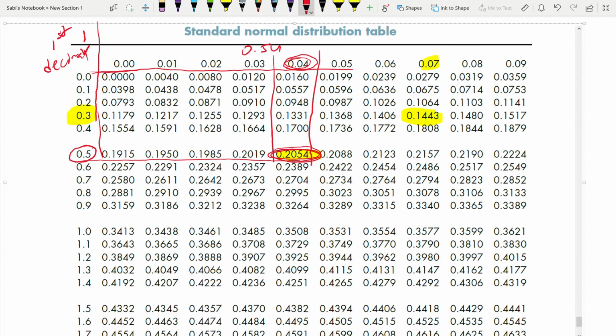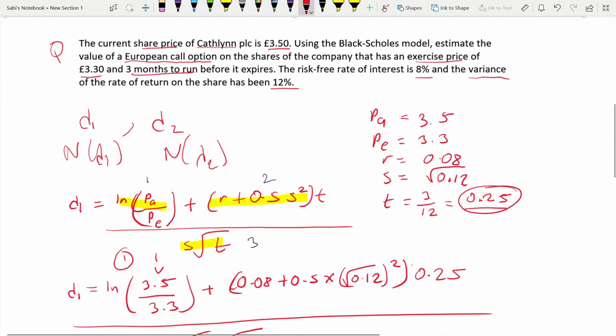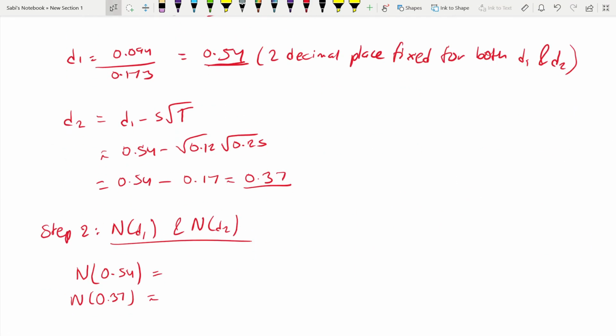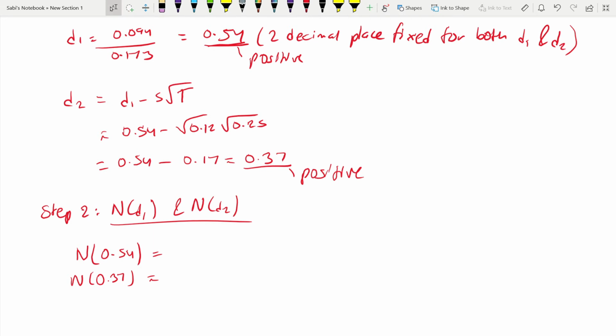That's not enough. After you found out the probability, you see the probabilities are both positive. Please pay attention to this, it is very important for you, because if it's negative, the calculation is different. Because this is positive, when D1 and D2 are positive, you add whatever probabilities you get from the normal distribution table to 0.5. Both are positive in this case, so you are adding.